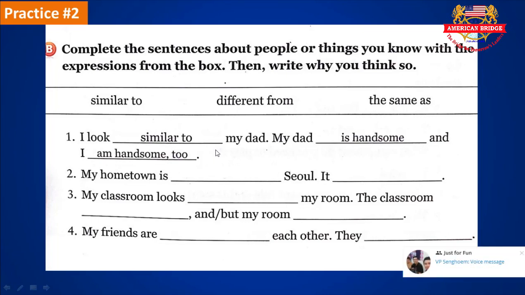First of all, like, I look similar to my dad. My dad is handsome and I am handsome too. Okay.